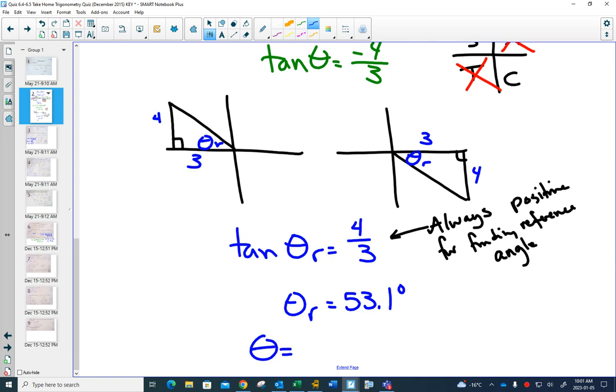And if I know that the reference angle is 53.1 degrees, I now look at my pictures and I can see, oh, this one's going to be 180 minus 53.1. If I did that, I'm going to get 126.9 degrees. And this one's going to be 360 minus 53.1. If I do that, I'm going to get 306.9 degrees.